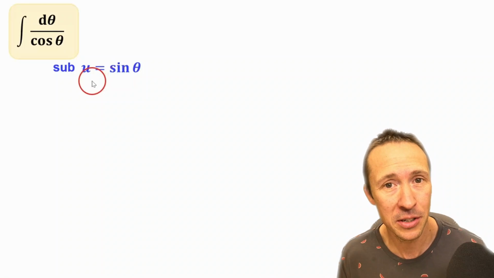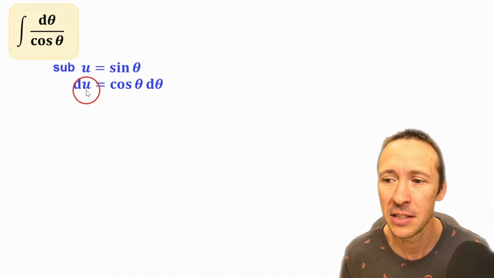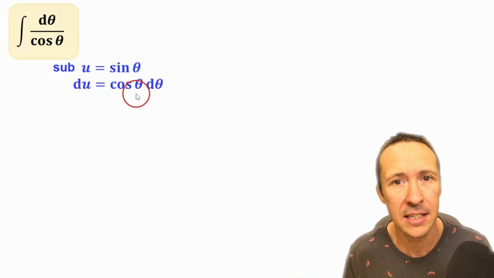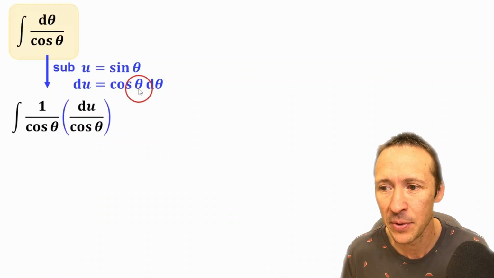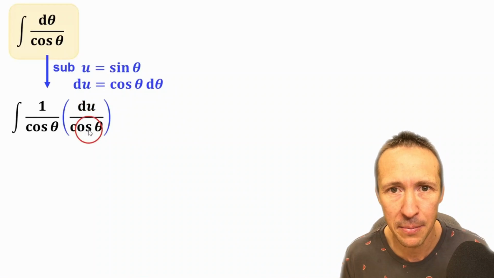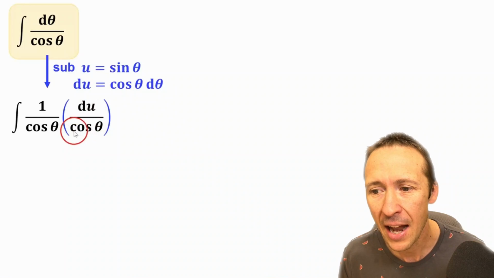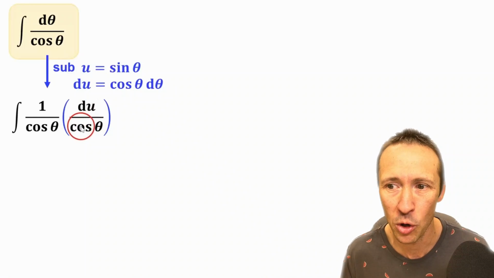Now, if we take the derivative and rearrange, that gives us du equals cos theta d theta. And now we can substitute in what d theta is. If we divide both sides by cos theta, d theta equals du divided by cos theta, just right here. And now it looks like we're getting worse, right?